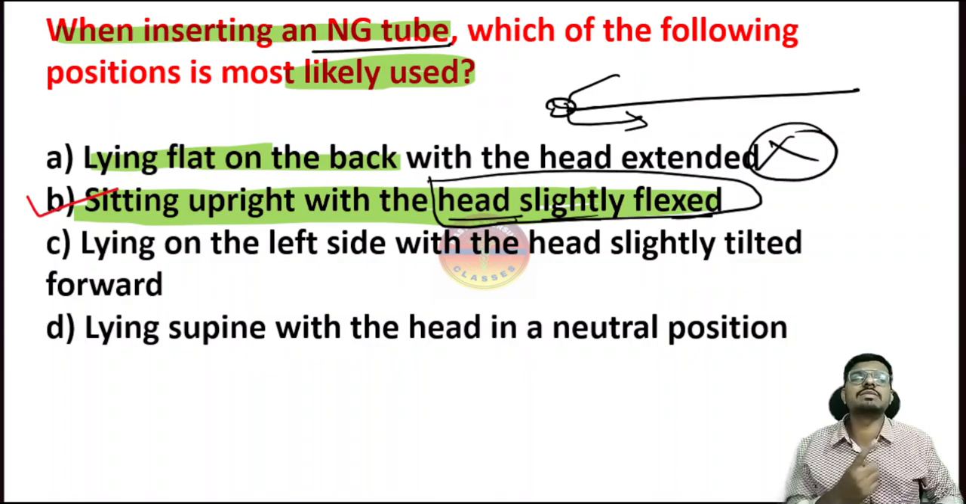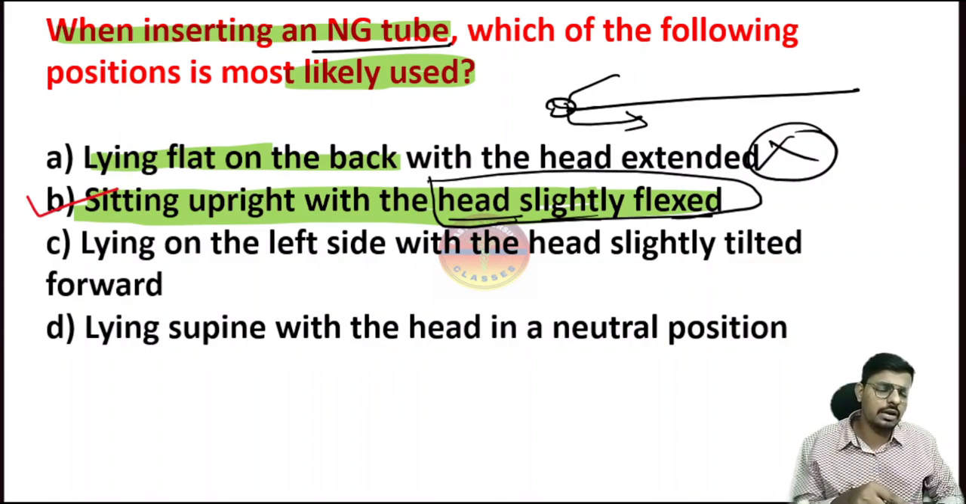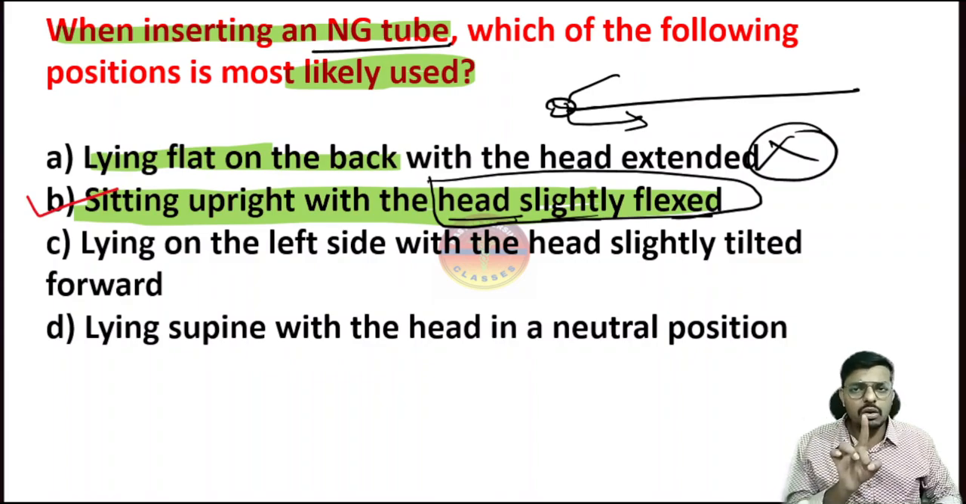If I extend the head like this, my airway is open, so the nasogastric tube may go into the trachea. So extension of the head is not recommended. Flexion of the head is preferred and recommended because while inserting the NG tube, it may go directly into the esophagus. And if you are blocking the airway, and sometimes vomit is induced or gastric content is refluxed and comes up to here, it won't go into the trachea, so there is less chance of aspiration also.